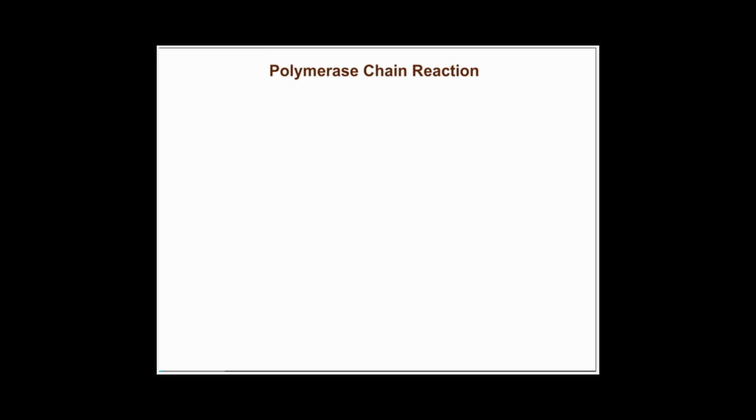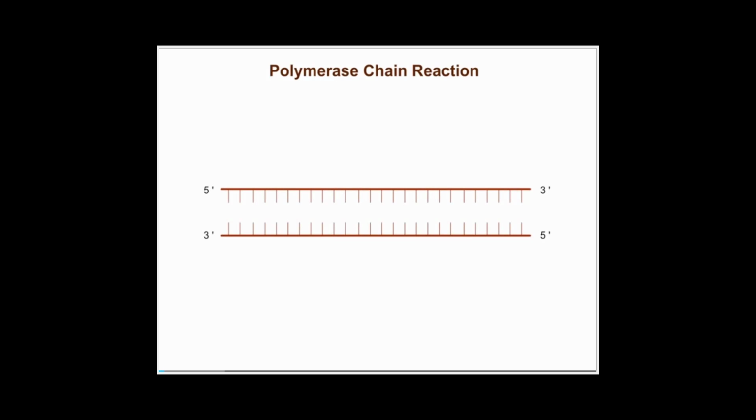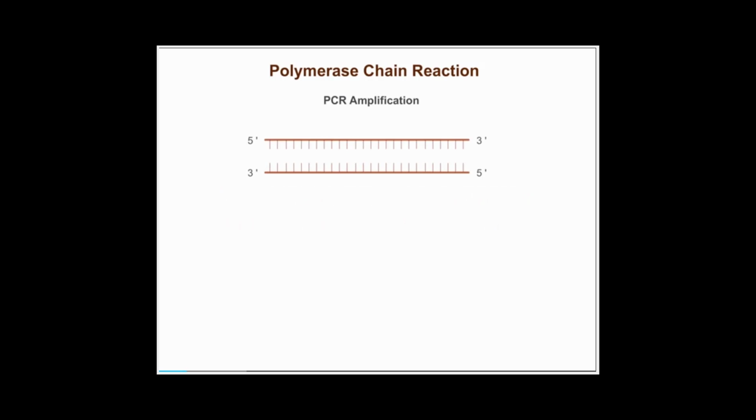Polymerase chain reaction. The polymerase chain reaction, PCR, is a rapid, cell-free method of DNA cloning that has extended the power of recombinant DNA research. This video presents the steps involved in PCR and demonstrates how the technique can exponentially amplify specific DNA sequences.